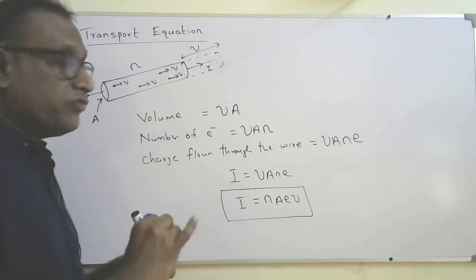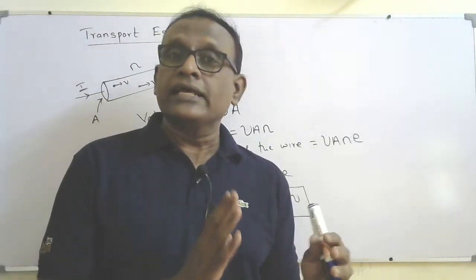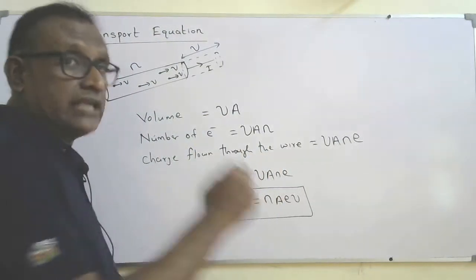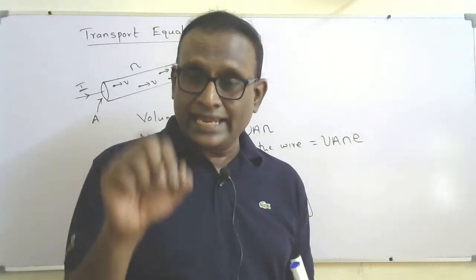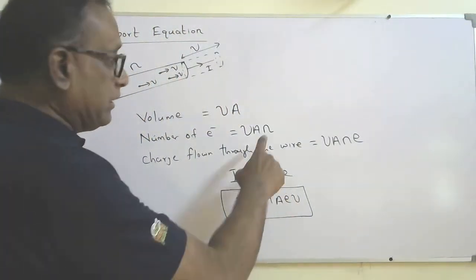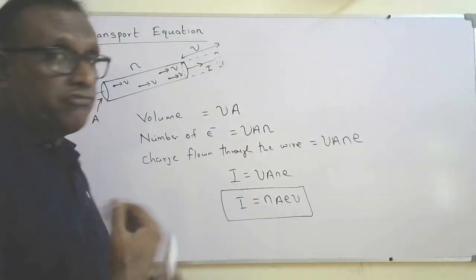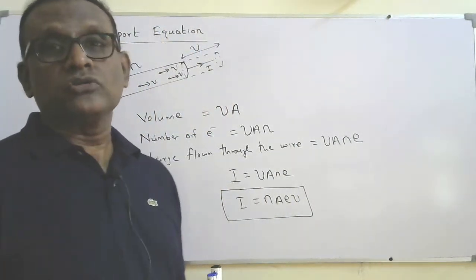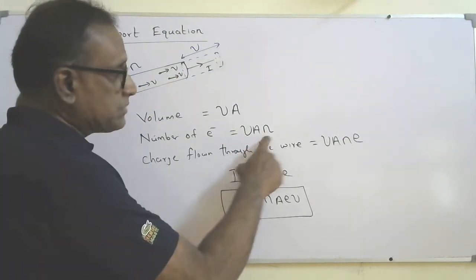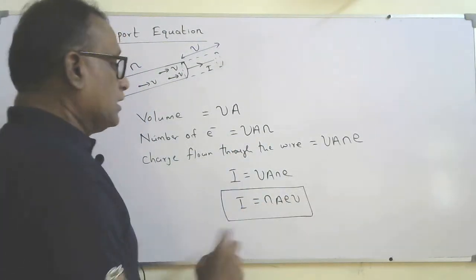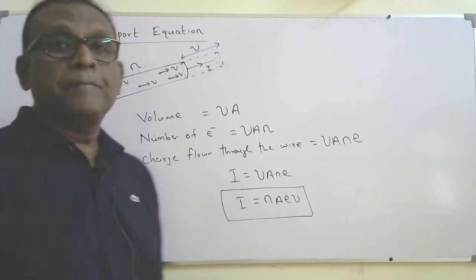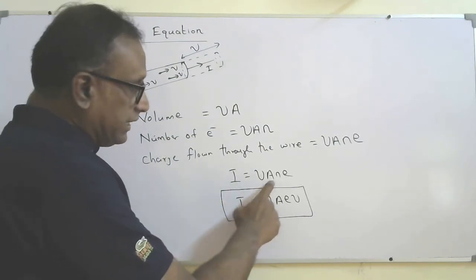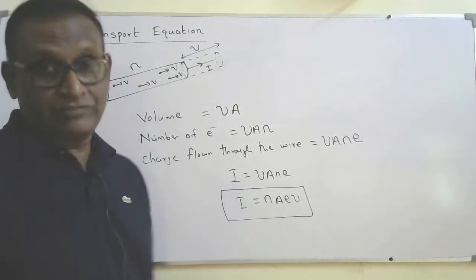Then I can say the number of electrons flown through the wire during unit time is equal to V into A, that's the volume flown, into the number of electrons per unit volume N, that is the charge carrier density. So if you multiply by that, you will get the number of electrons flown through the wire during unit time. So the amount of charge flown through the wire during unit time is this multiplied by the charge of an electron, which is E. But we know that charge flown through the wire per unit time is called current flow. So current is equal to VANE, that is NAEV.